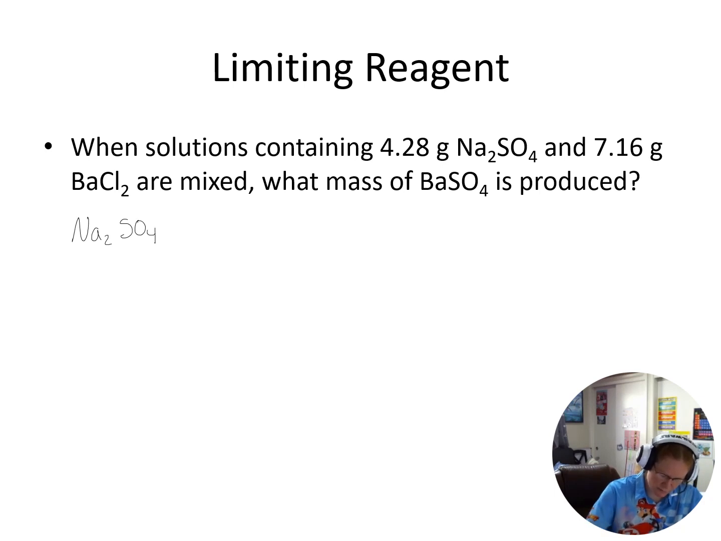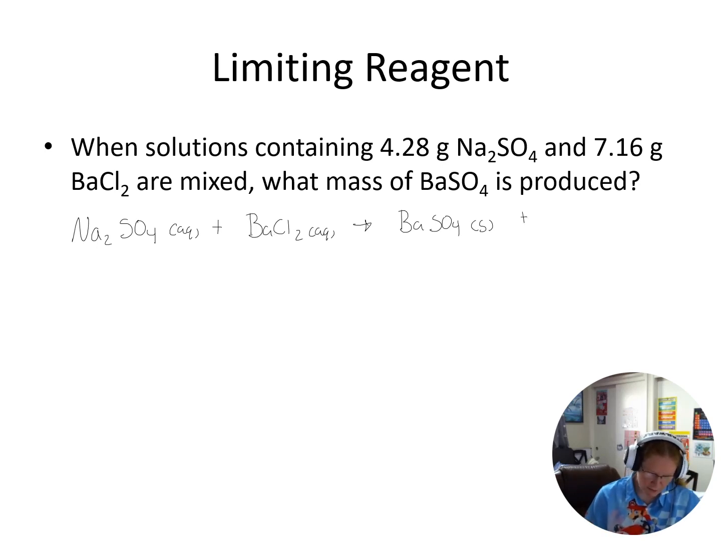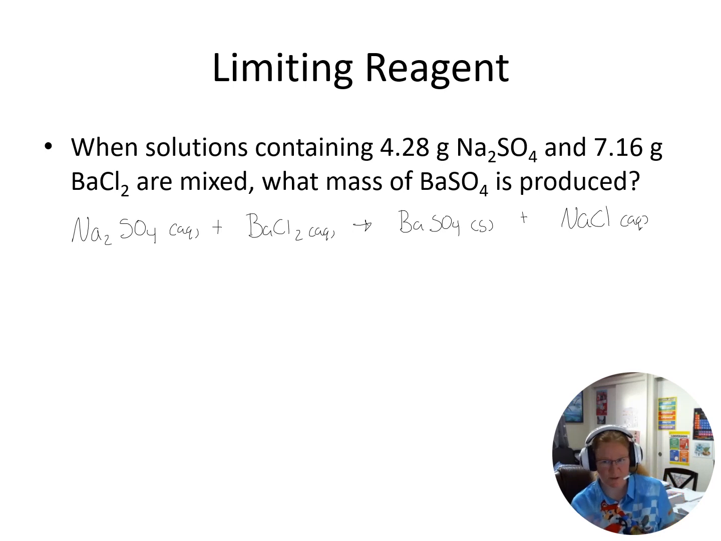Okay, so we have our sodium sulfate. We have our barium chloride. It asks for mass of barium sulfate, so that we can surmise is our solid product. And then our other product, we've got some sodium ions and some chloride ions. And then solubility rules tell us that sodium chloride is soluble. And then what do we have to do? We have to balance it. Okay, so we have mass of sodium sulfate, mass of barium chloride, and we want a mass of barium sulfate. So we're going to need molar masses for all 3 of these.